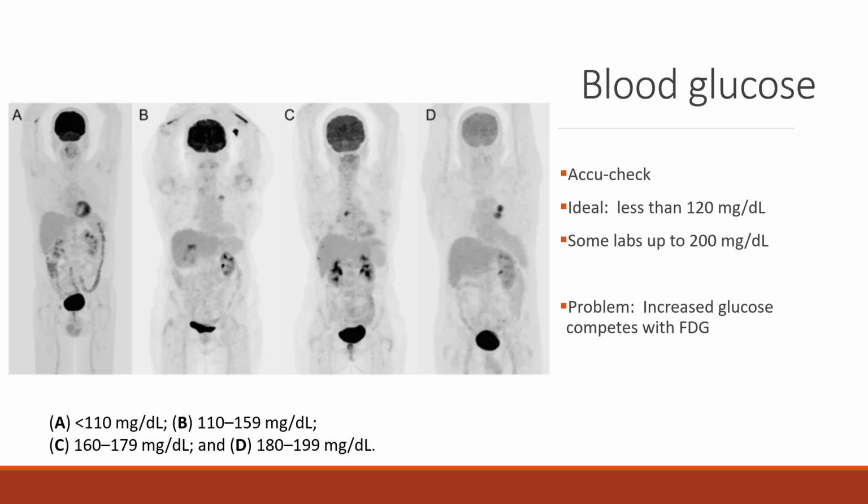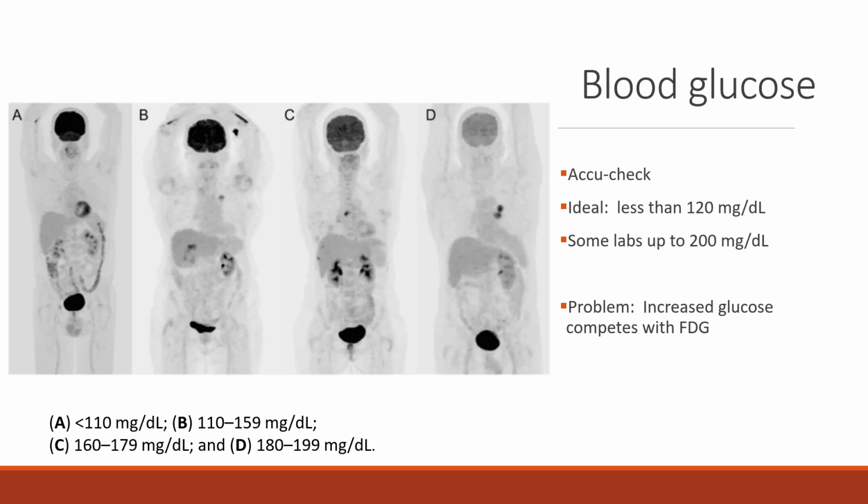This is an example showing you the effects of blood glucose on patients. With A, it's normal, less than 110. B is 110 to 159. Notice you see a lot more soft tissue uptake around here, not as much detail in the major organs. And remember, that's still pretty much acceptable. You want it to be less than 150 for diabetic patients. So still acceptable, but not great.